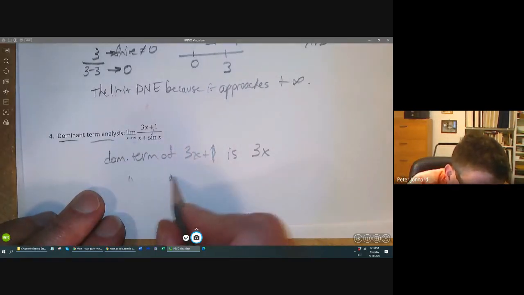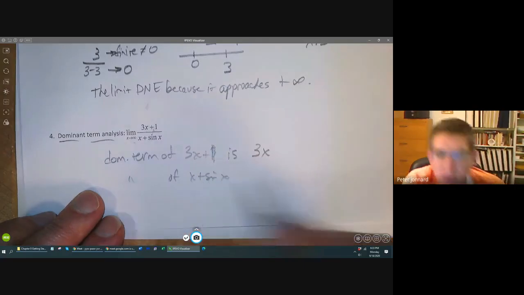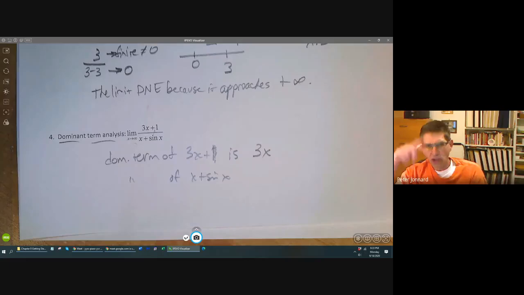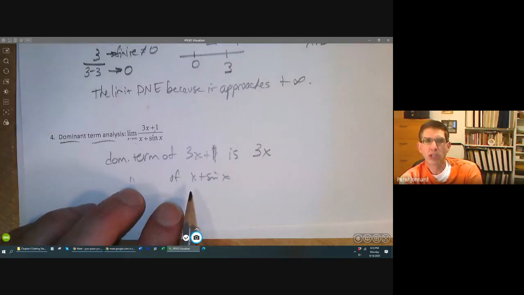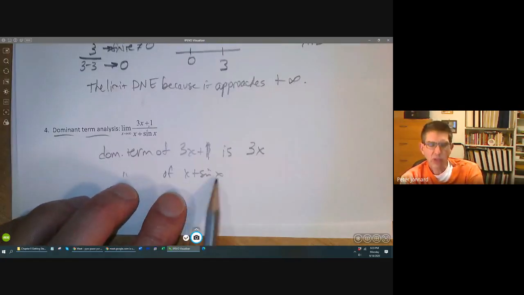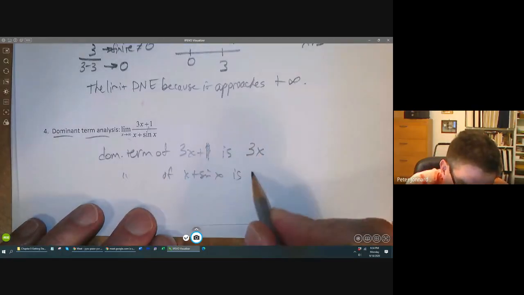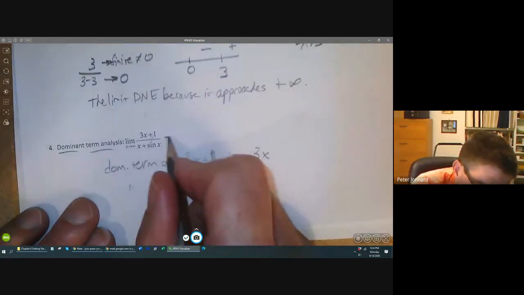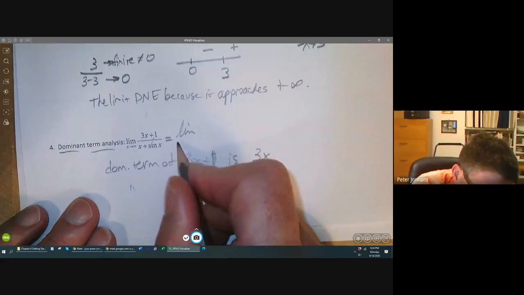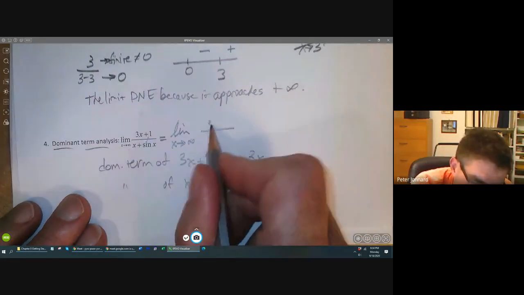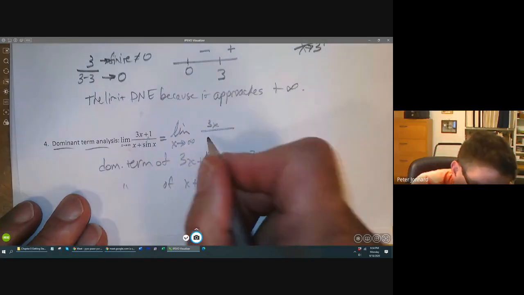The dominant term of x plus the sine of x: well, x is going off to infinity, and we can never pin down the exact value of sine of x. It's going to oscillate between positive 1 and negative 1 and every value in between. But x is much, much larger. 1 billion plus 1 or minus 1 is still basically a billion. So the dominant term of the denominator is just x. And so this limit is equal to the limit as x approaches infinity of the dominant term of the numerator, 3x, over the dominant term of the denominator, x.